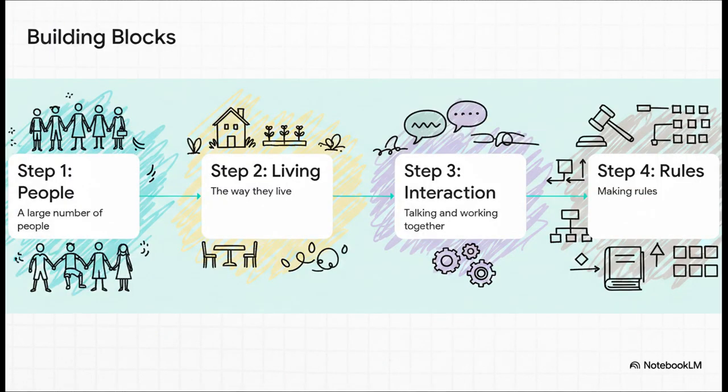And here you can see those core components laid out like simple building blocks. It's so logical. Step one, you start with a large number of people. Okay, got it. Then what? Well, step 2 and 3, you look at the way they live, they're talking and working together. And finally, step 4, you add the structure they create for themselves. They start making rules. Each piece just builds perfectly on the one before it.